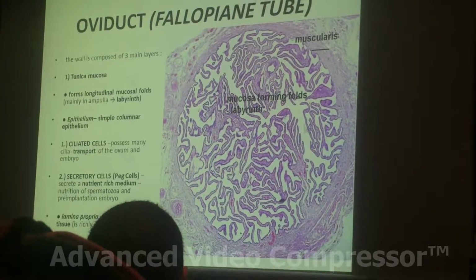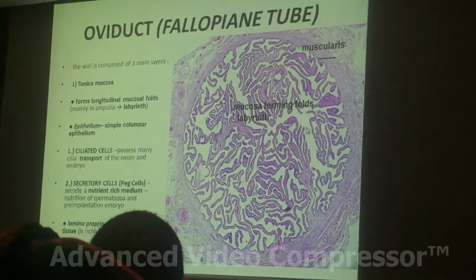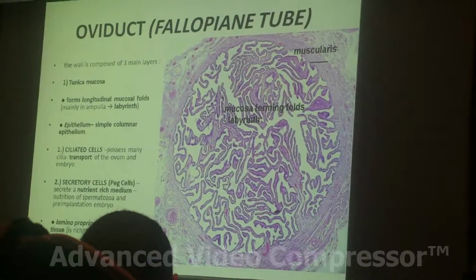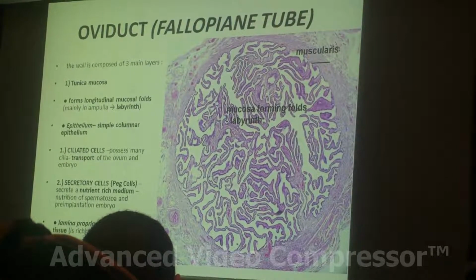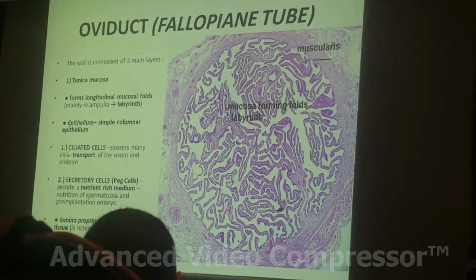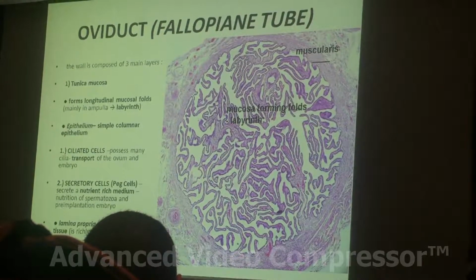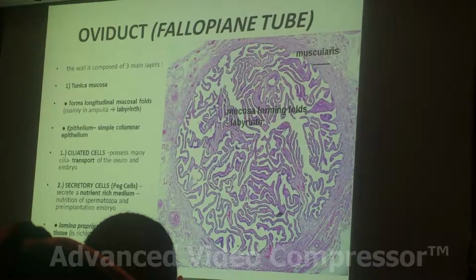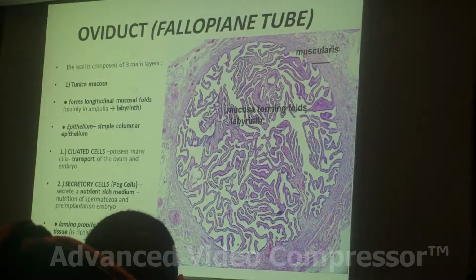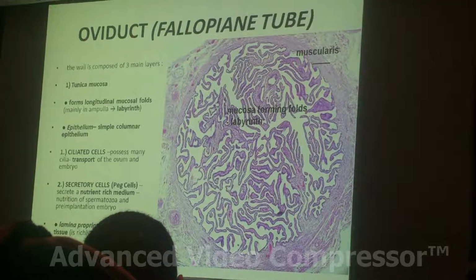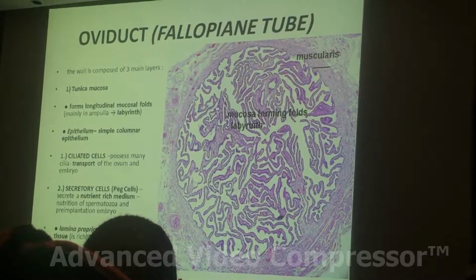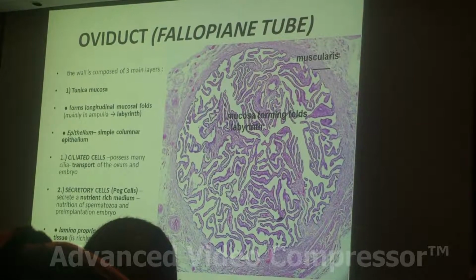Now, the epithelium that lines the uterine tube is a simple columnar epithelium that contains 2 types of cells. Ciliated cells. And what is the significance of cilia? Yes, the sweeping movement will aid in propelling the oocyte, the ovum, towards the uterus. And you have non-ciliated cells that are secretory cells. They are termed peg cells.